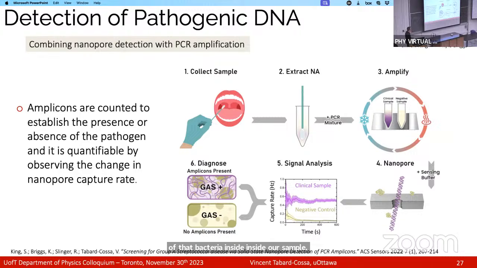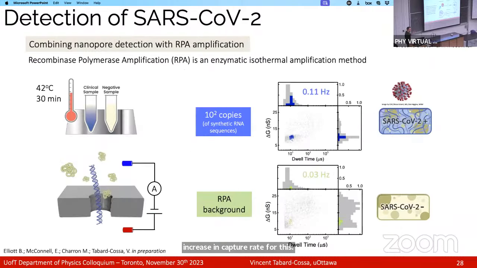These kinds of studies basically rely on an increase in capture rate for the amplicon marker from that PCR amplification. We did something similar for a well-known virus, where we wanted to measure the number of RNA copies present in a sample. We also used an amplification technology, this time an isothermal amplification, so constant temperature. We showed we could detect an increase in the signal rate for our amplicon population, or the number of copies generated during amplification, to call a sample positive or negative.